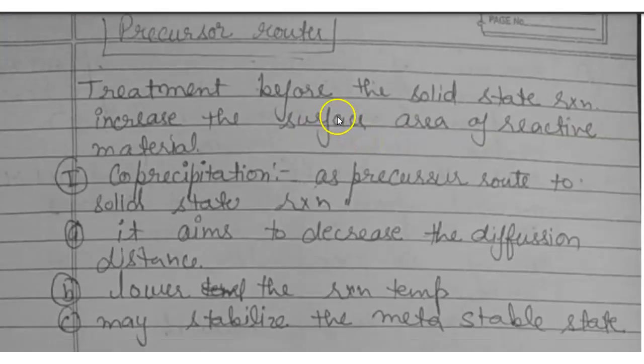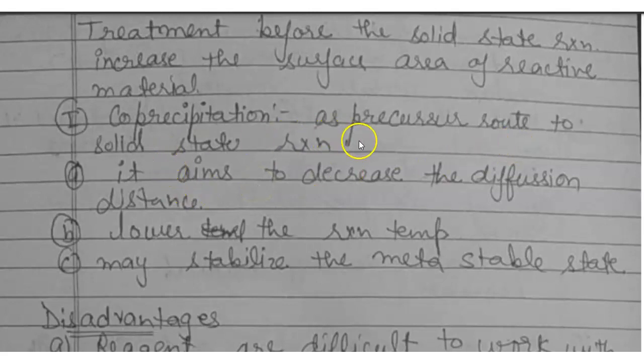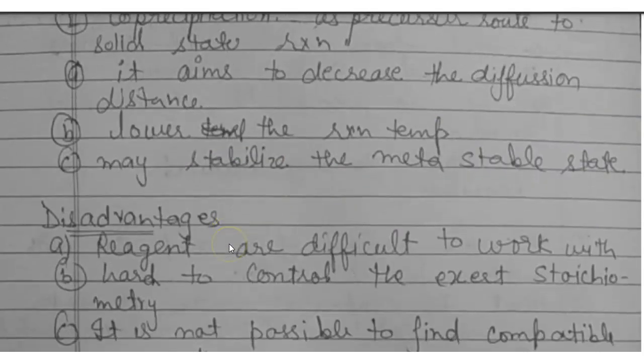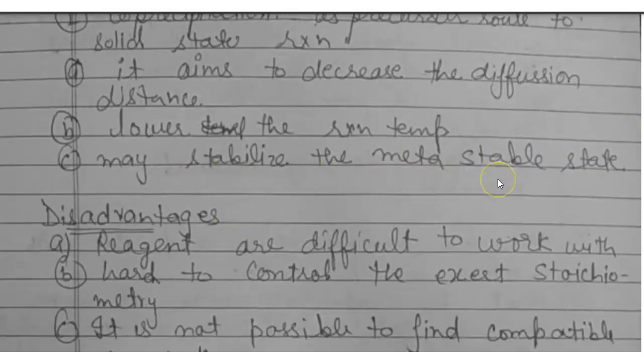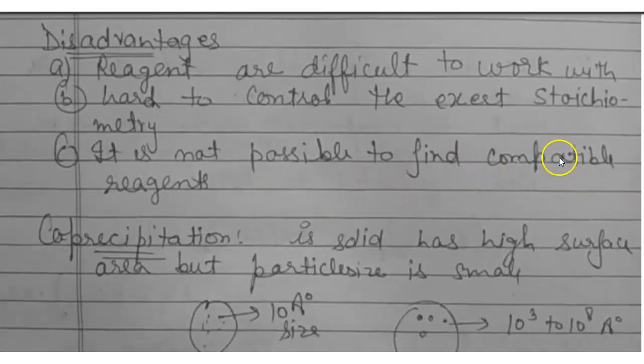Precursor routes: treatment before the solid state reaction increases the surface area of the reactive material. First, co-precipitation as a precursor route to solid state reaction. First, it aims to decrease the diffusion distance, lower the reaction temperature, and may stabilize the metal to a stable state. Disadvantages: reagents are difficult to work with. Second, it is hard to control the exact stoichiometry, and third, it is not always possible to find compatible reagents.